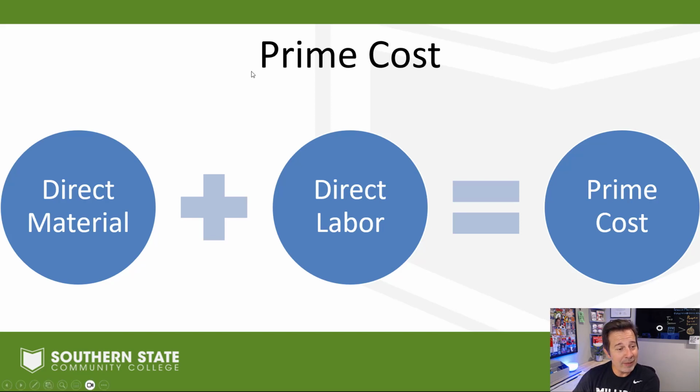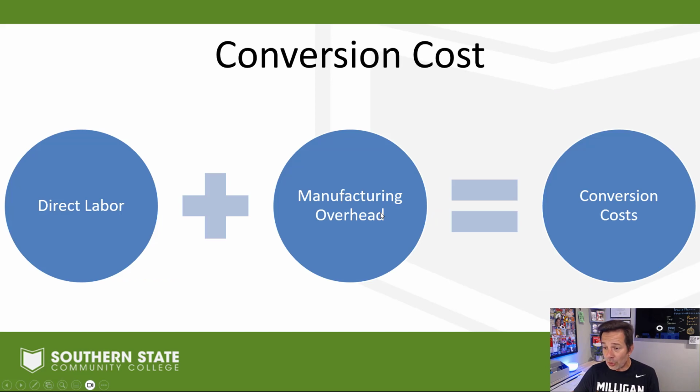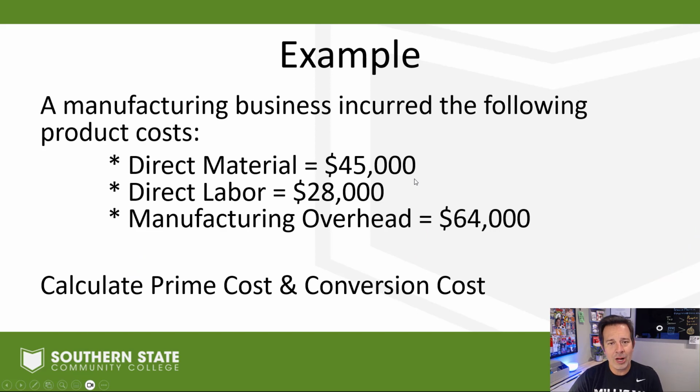The other one we're talking about, conversion cost. What does it cost to convert raw material like wheat into a finished product, like cereal? And so think about converting. We're converting raw material. Well, to convert raw material, we need labor and we need overhead. And so we got a conversion cost when we add that together. We have prime cost, primary cost of the product, direct material, direct labor, and then we have conversion cost, taking that raw material, converting it with labor and overhead. Just a different way to look at our cost setup.